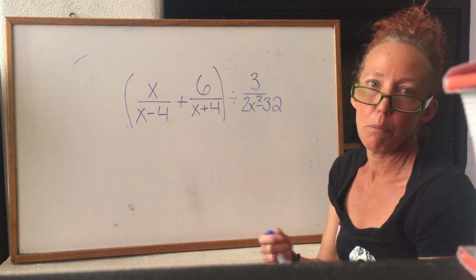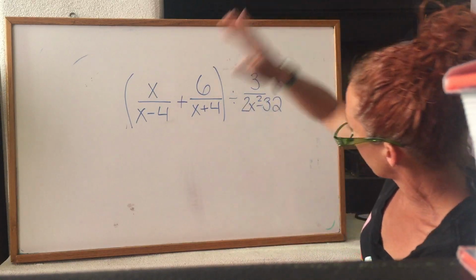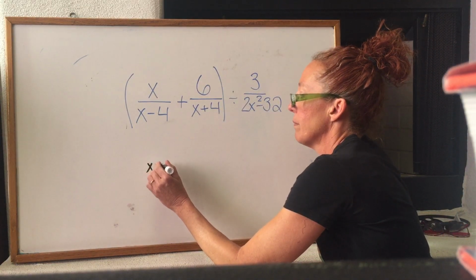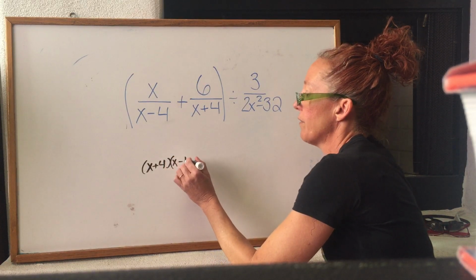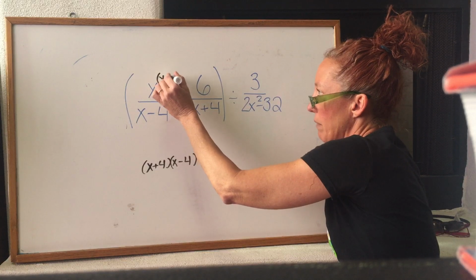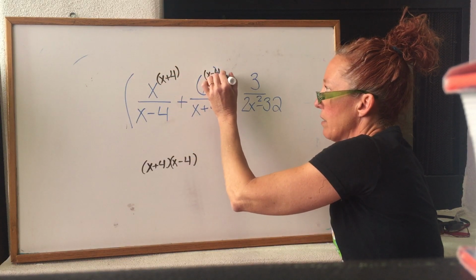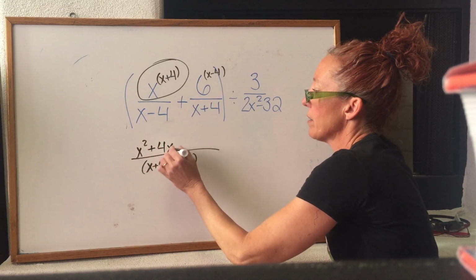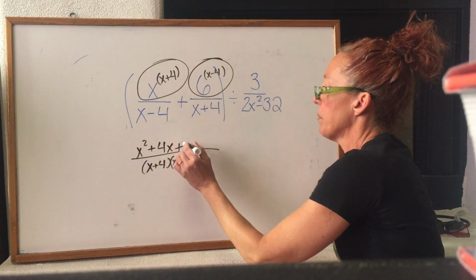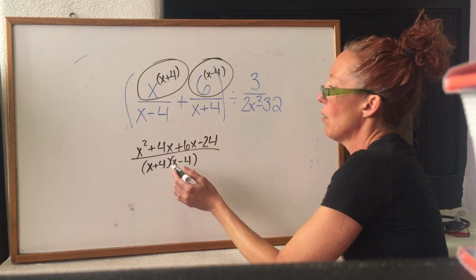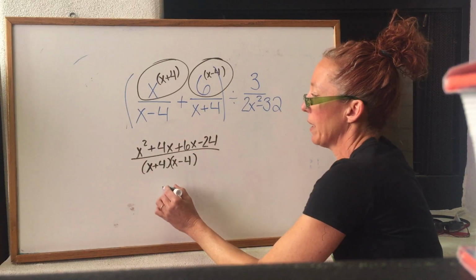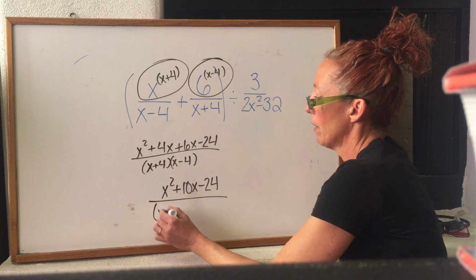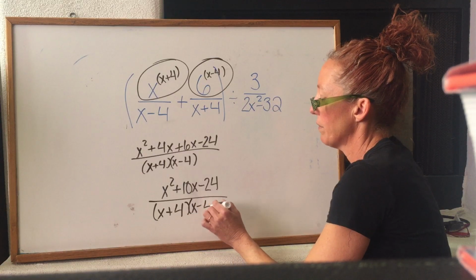There's parentheses around here. Please excuse my dear Aunt Sally with those order of operations. So I definitely have to do this first. So I need an x plus 4 and an x minus 4 from my common denominator. So I'm going to multiply this. I'm missing the x plus 4. I'm missing here the x minus 4. So this becomes x squared plus 4x. This becomes plus, because it's a plus, 6x minus 24, or this top piece becomes x squared plus 10x minus 24 over x plus 4, x minus 4.